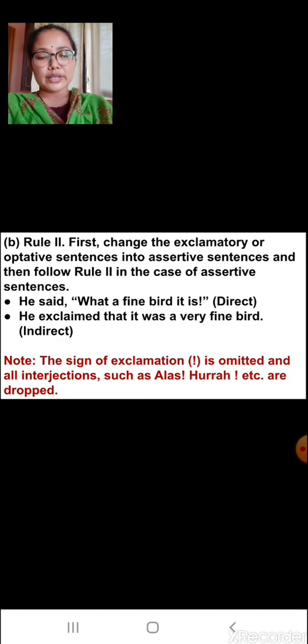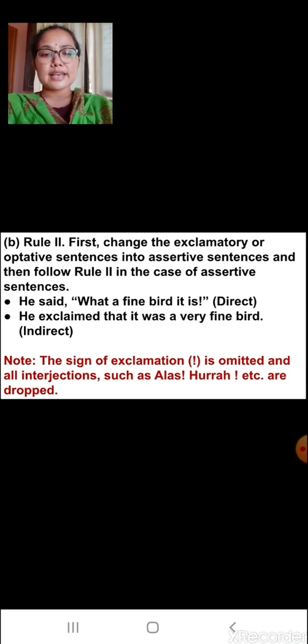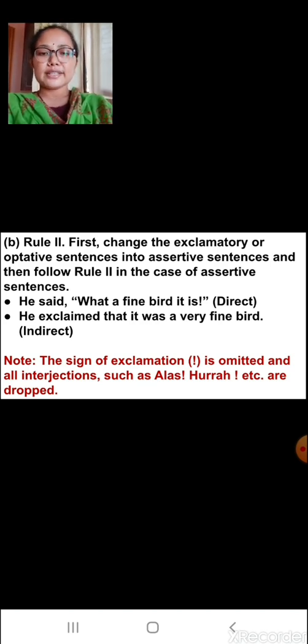Rule number 2 is first, change the exclamatory or optative sentences into assertive sentences, and then follow rule 2 in the case of assertive sentences. For example, he said, "What a fine bird it is!" If we change the sentence into indirect speech, it will be, he exclaimed that it was a very fine bird. In place of said, it will be exclaimed. The sign of exclamation is omitted and all interjections such as alas, hurrah, etc. are dropped.